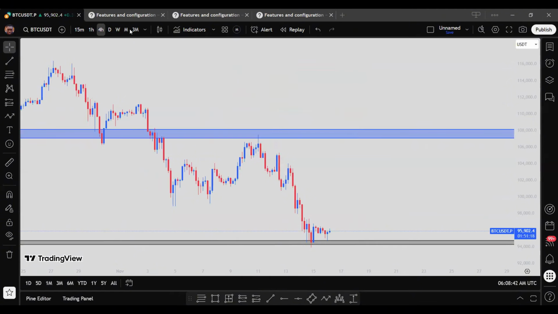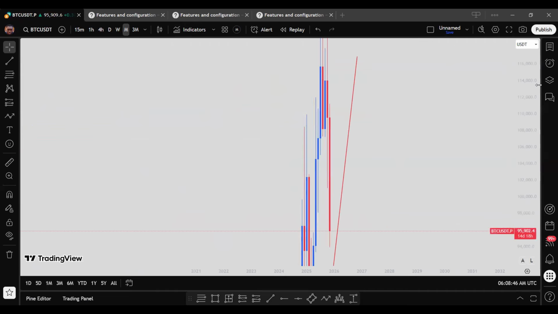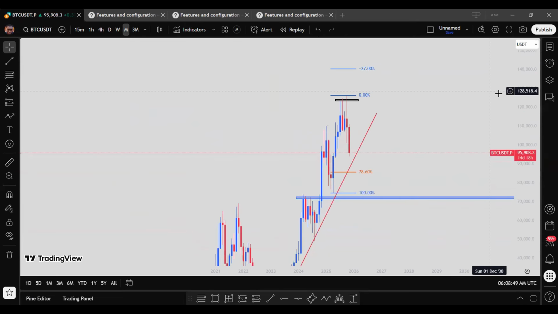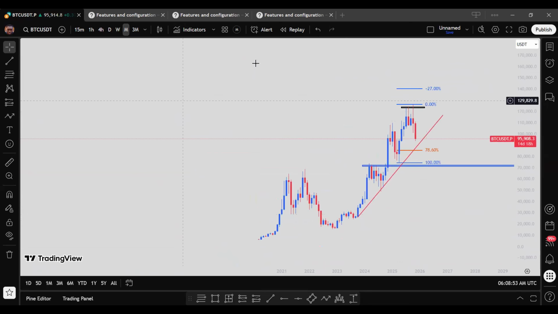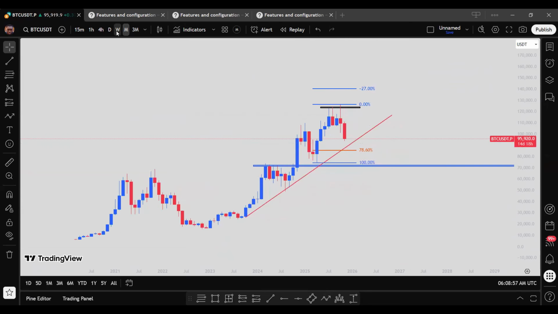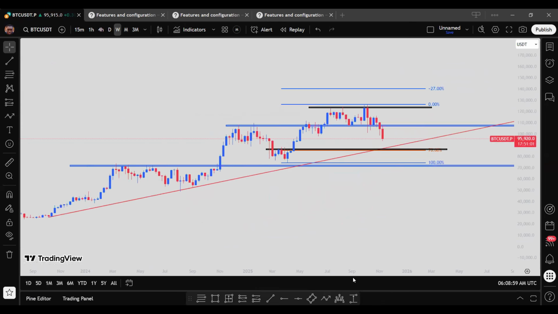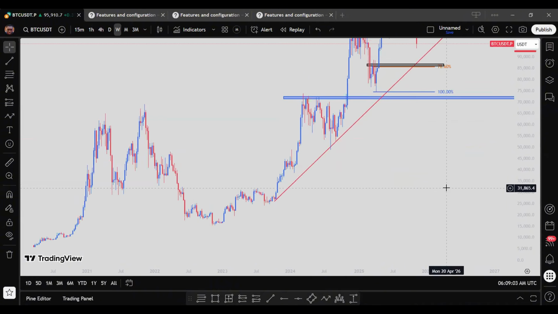So I want to talk about Bitcoin really quick. Now let's talk about how price was moving. My analysis on Bitcoin was very simple. I'm just expecting price to retrace back into this zone, right? If I go down to the weekly time frame, I'm expecting price to retrace back into its trend line level. This was how I'm looking at Bitcoin at the moment, right?